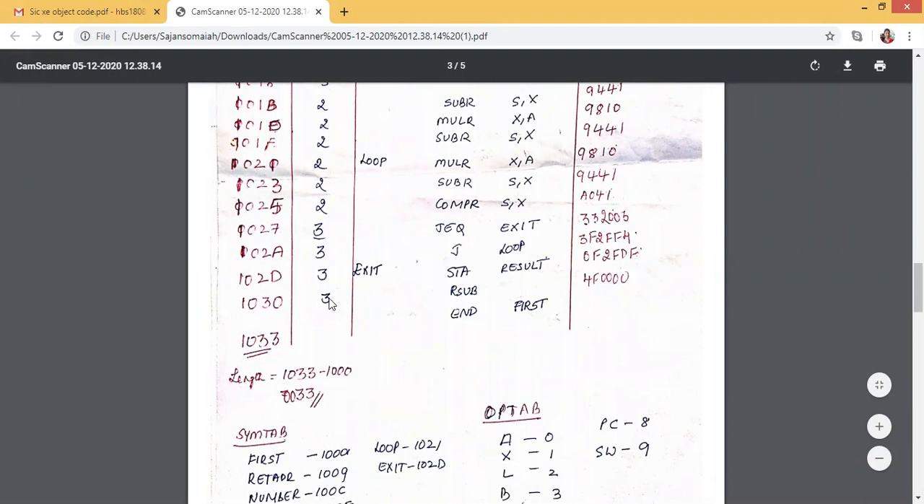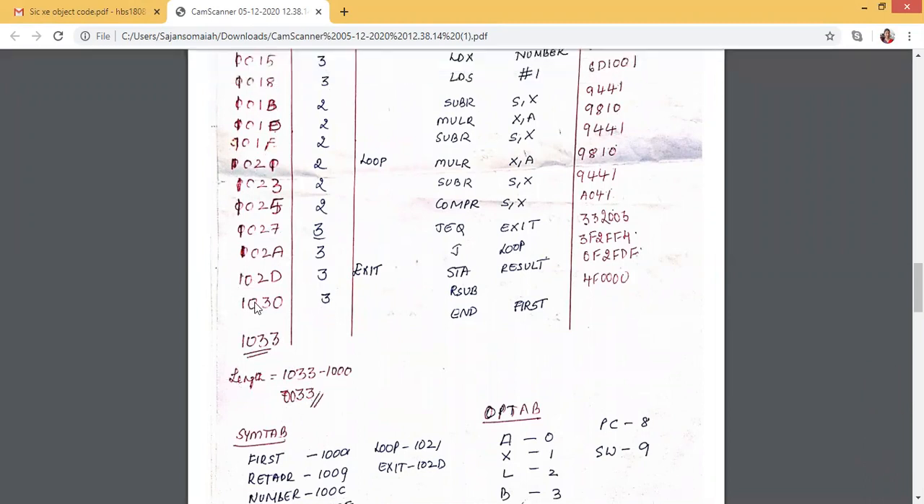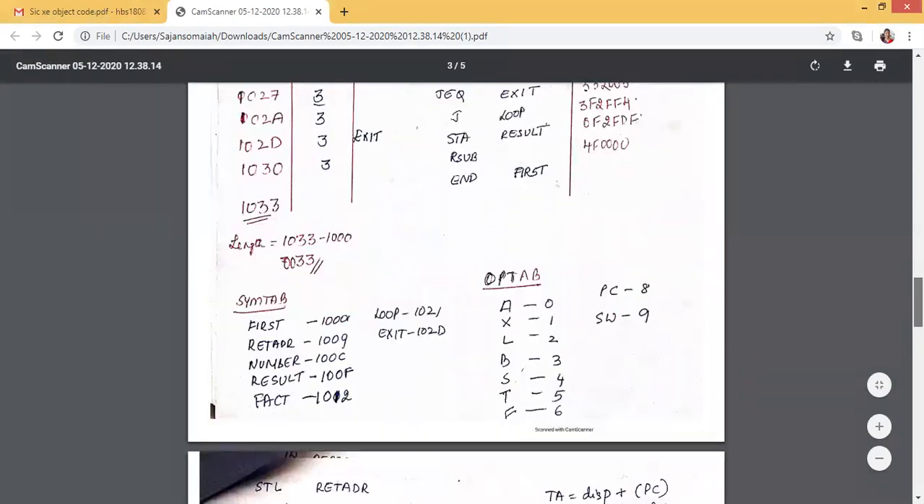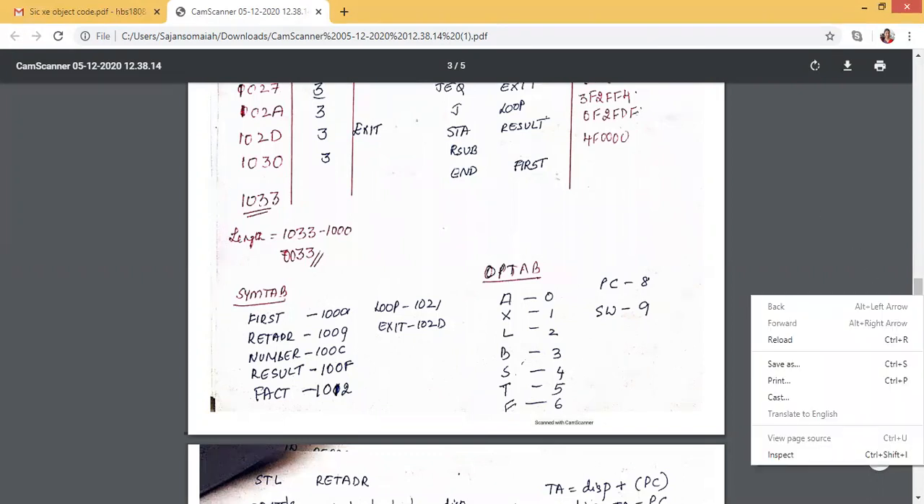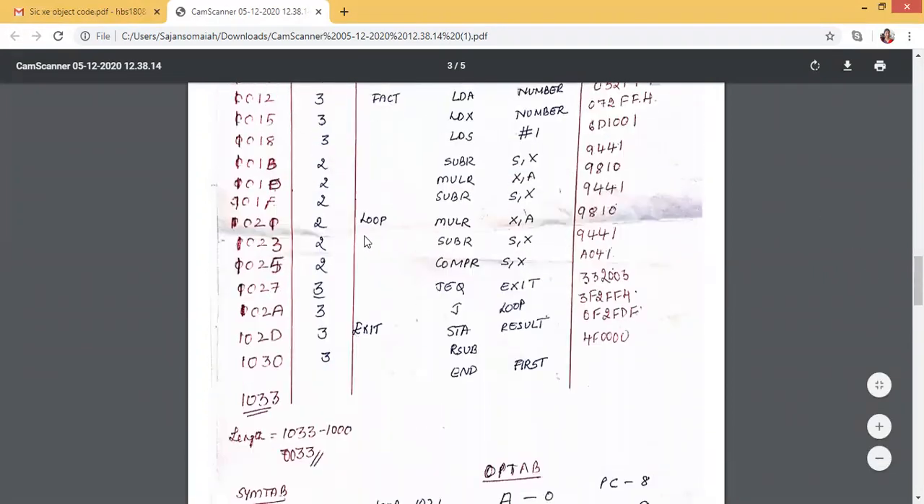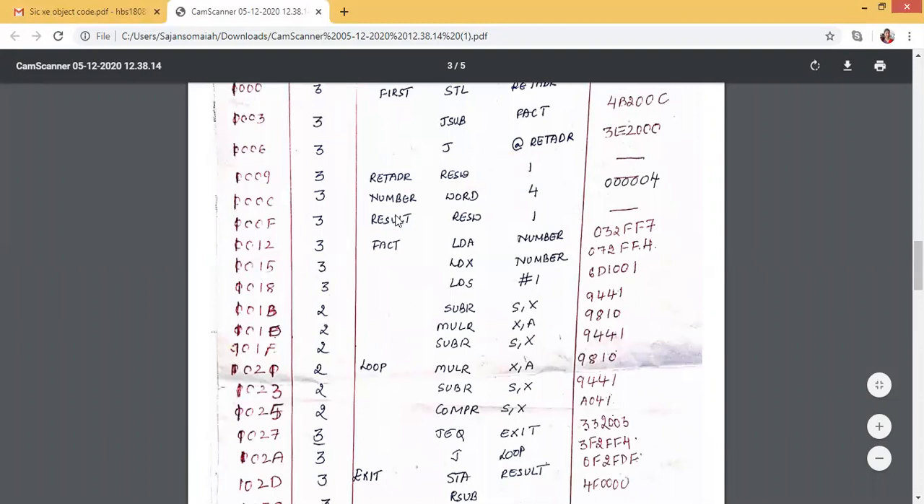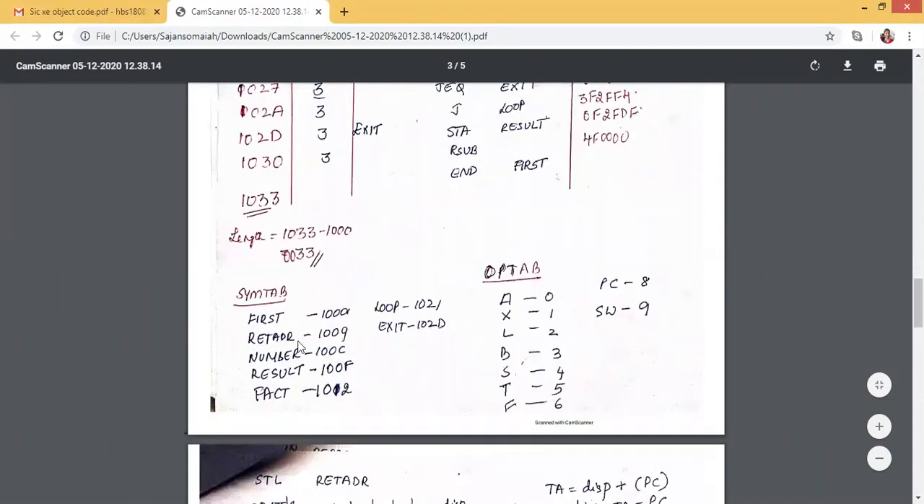So we have found the length of each instruction, we have found the addresses, and we have found the length. What should we do now? We are supposed to store it in a SYMTAB table. That is, each of the labels. For example, EXIT is a label, right? Whatever you see in this particular column, all those are labels. Let me go through: EXIT, LOOP, FACT, RESULT, NUMBER, RETADR, and FIRST. All these are labels, right? And we have to store the addresses of each of the labels.